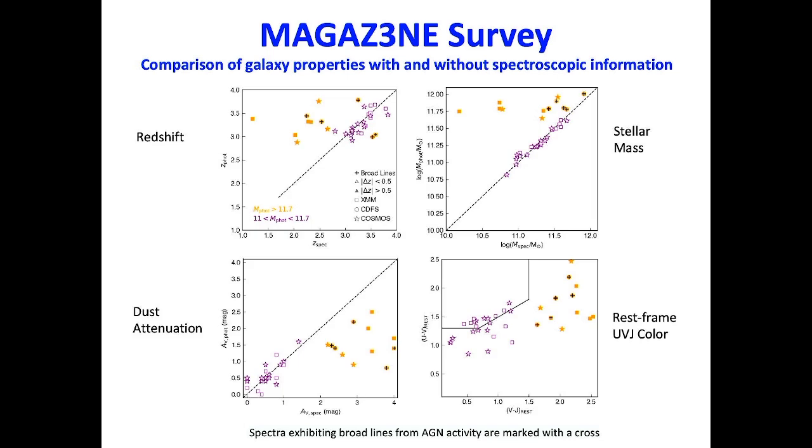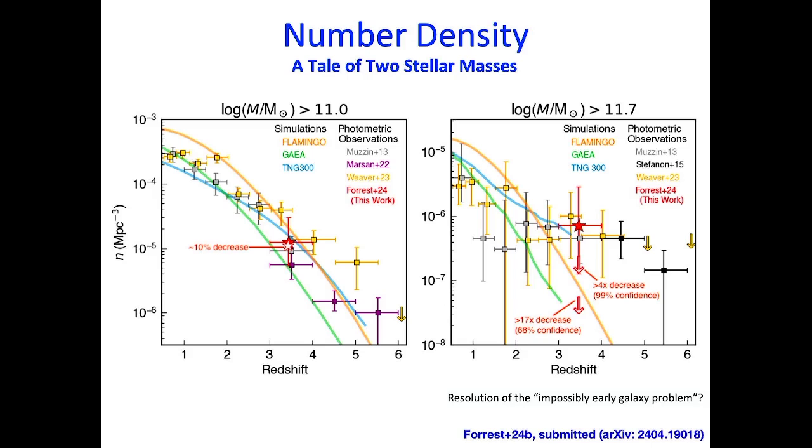But for the orange sample, things are quite different. There's quite a bit of disagreement. And in particular, if you look at the redshift, none of the phase 2 galaxies had spectroscopic redshifts that fell within a delta z of 0.5 of their photometric redshifts. And this has rather important implications for the galaxy number density. So we'll look at that next. On the left, you see galaxy number density for galaxies above a stellar mass of 10^11. And on the right, same thing, but for galaxies above a stellar mass of 10^11.7.